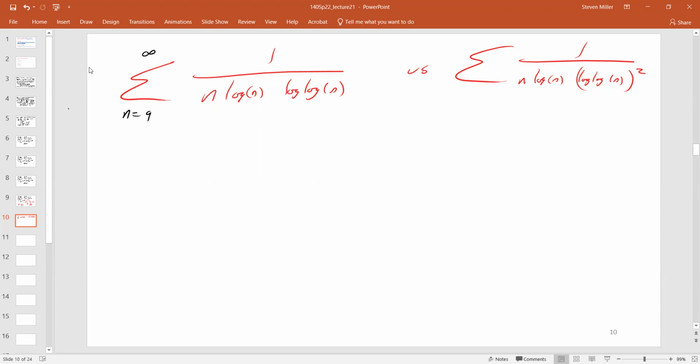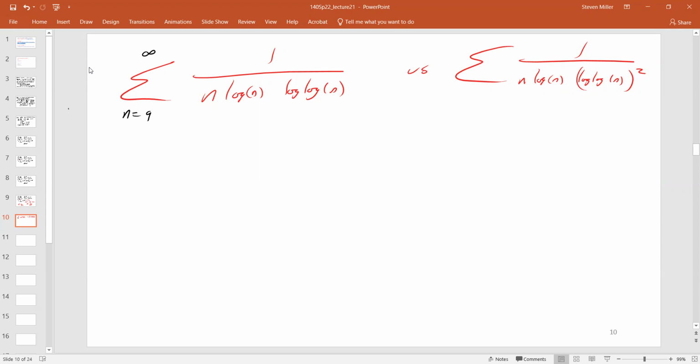Why do you think I'm starting at 9? Why am I not starting at 3 as I was before? Can you take the log of a negative number? No, I have to make sure that I start deep enough so that I don't have a negative number. I have a log.